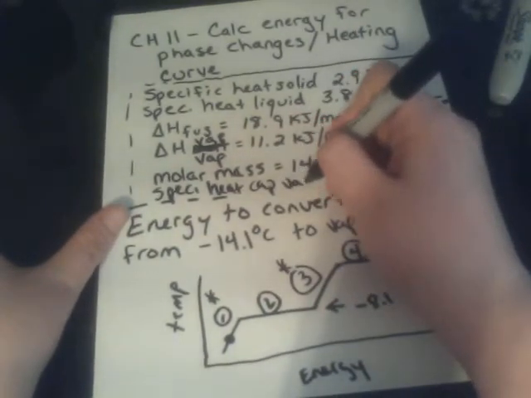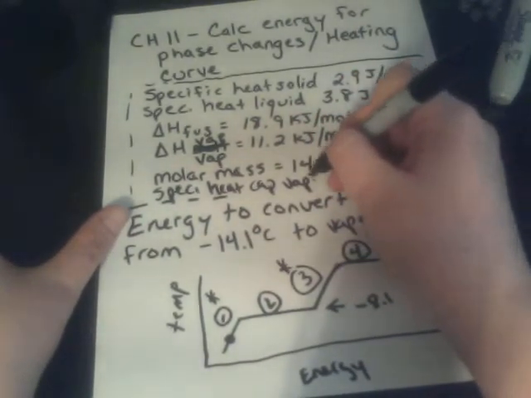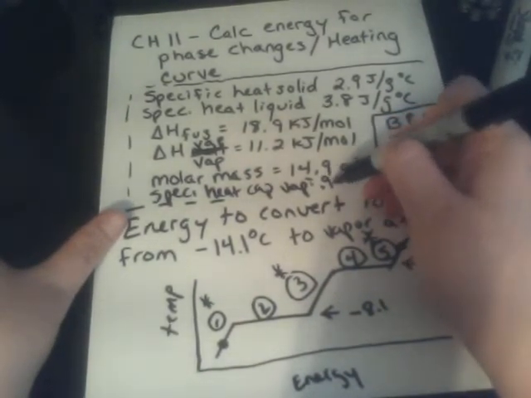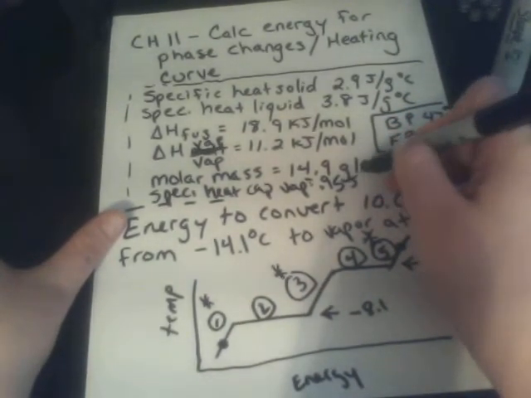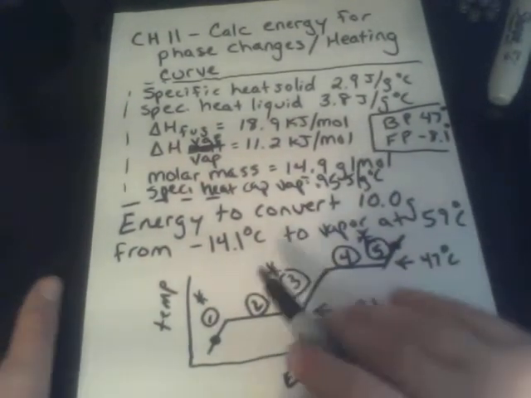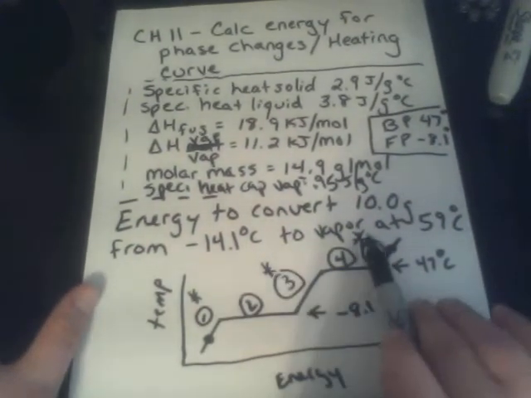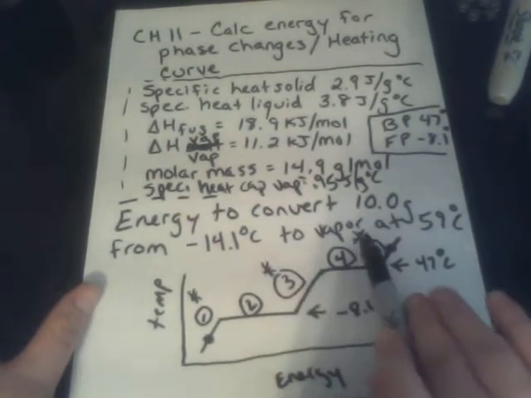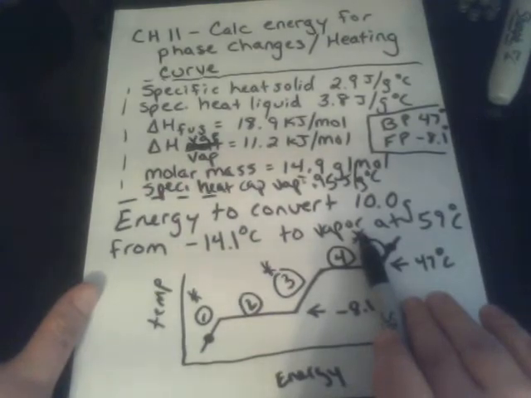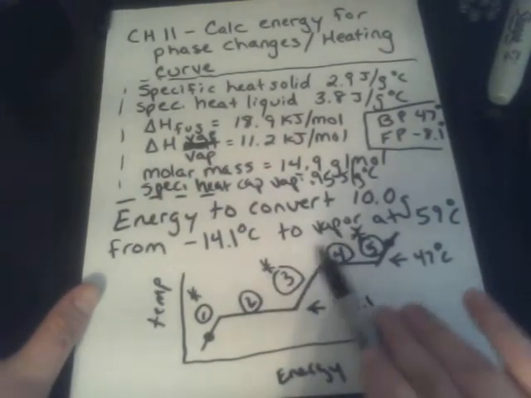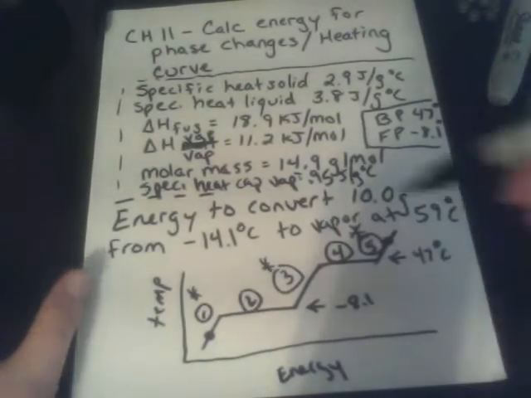Of the vapor, let's say it's equal to 0.95 joules per gram degree Celsius, right? Okay, so these 3 are the specific heat capacities. This is Q equals M times C times delta T. These 2 use the heat of fusion or the heat of vaporization. So let's go ahead and start with number 1.